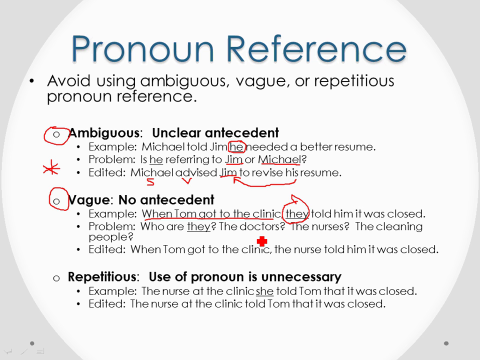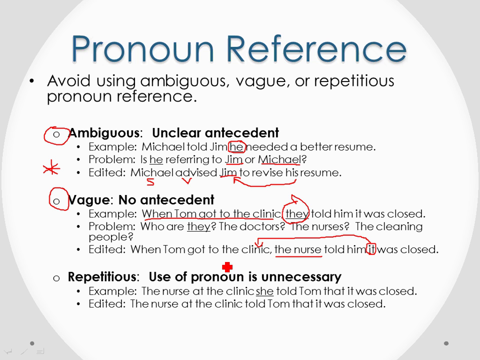So again, I have to edit this and I need to completely remove the pronoun and use a noun instead that replaces the word they basically. So now I have the sentence, when Tom got to the clinic, the nurse told him it was closed. So now you can see I've removed they and I've added a noun so that way we know exactly who told Tom the clinic was closed. Now in this case, the it is quite okay because the it is referring back to the clinic. So the it has a clear pronoun reference.